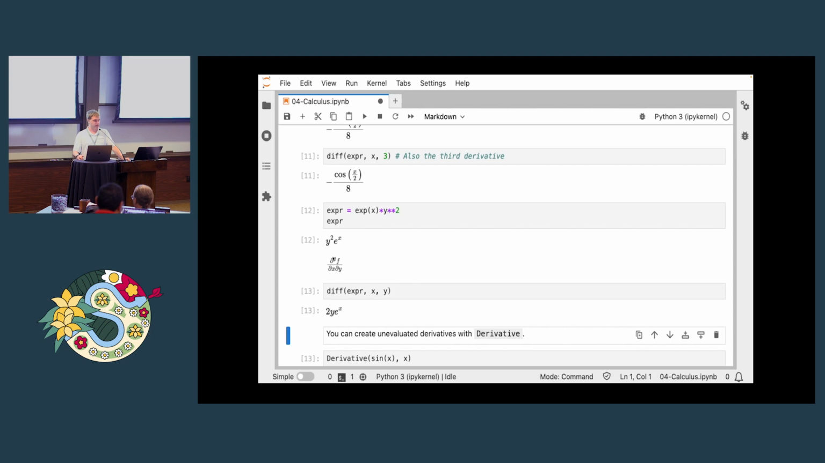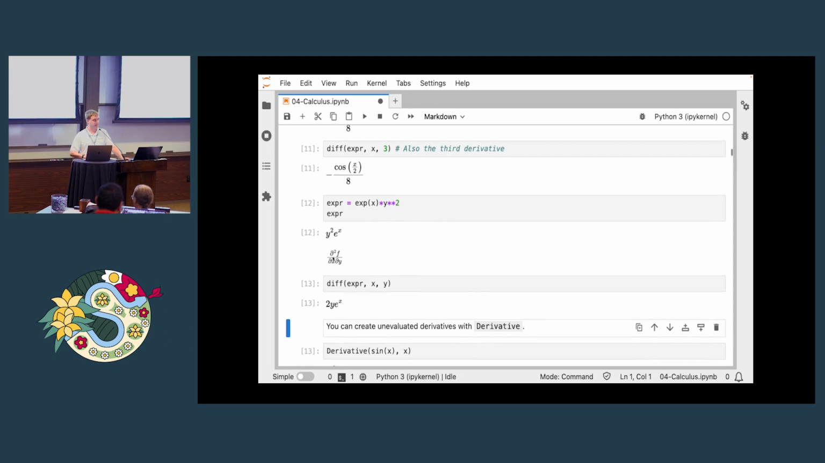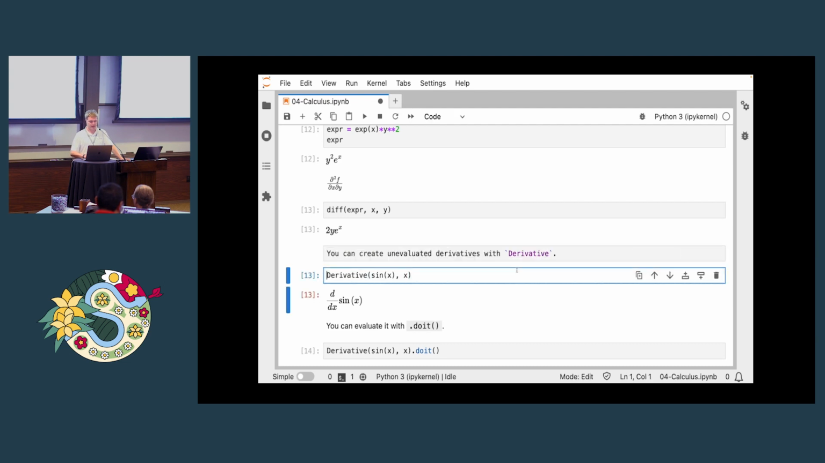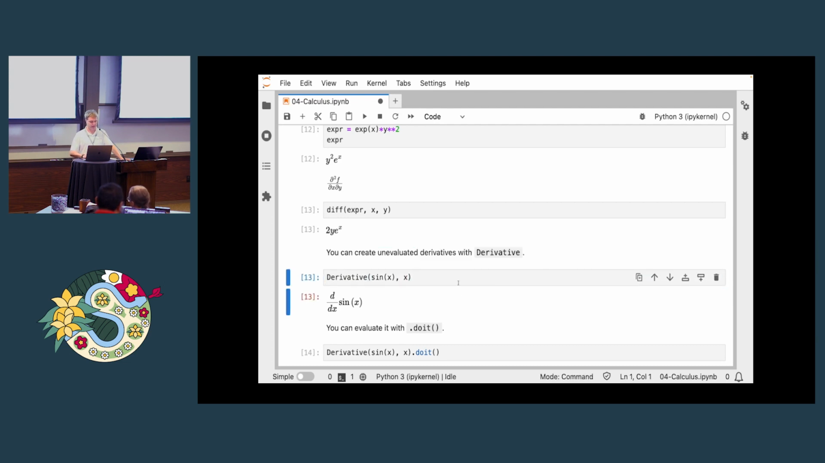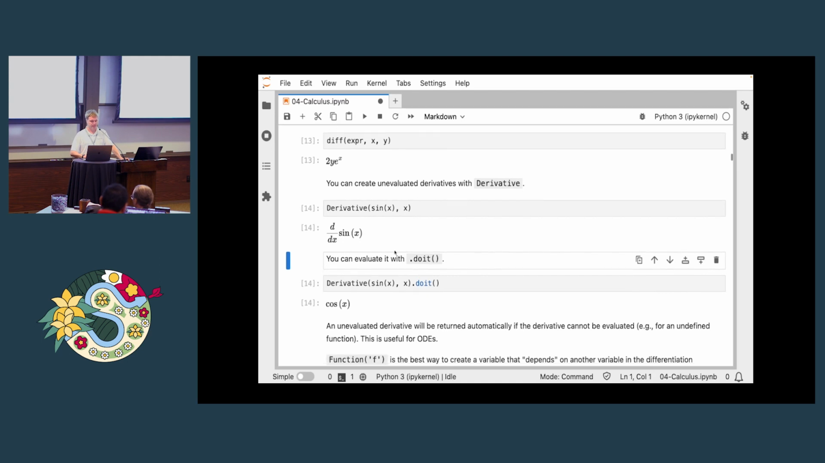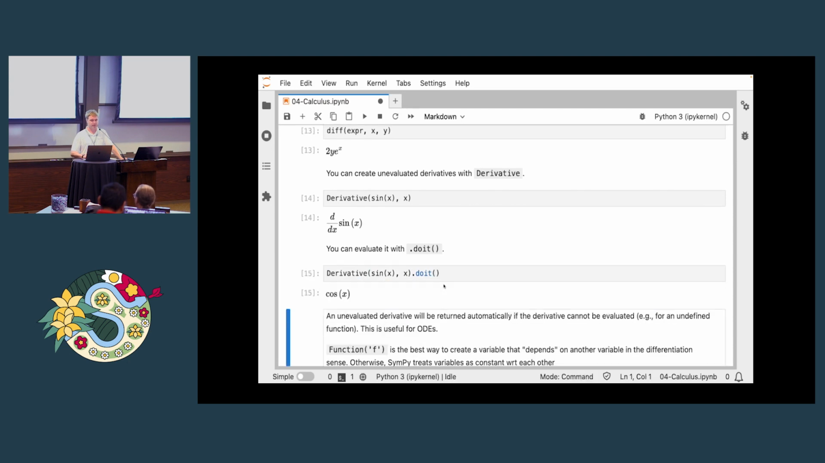SymPy also supports representing unevaluated derivatives. So if you don't actually want to compute the derivative, but you want to just represent it, you can use the Derivative class with uppercase D here, and that will not evaluate automatically. And so if you have something like that and you want to evaluate it, you can call the .doit method on that, and that will cause all the unevaluated things in the expression to evaluate.